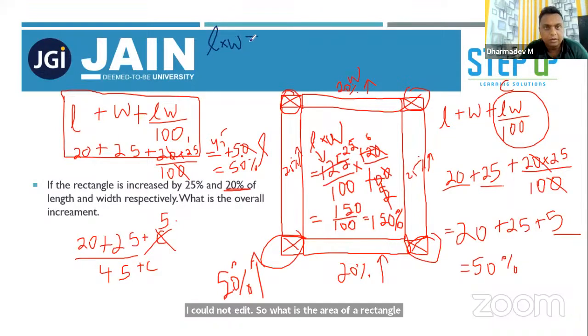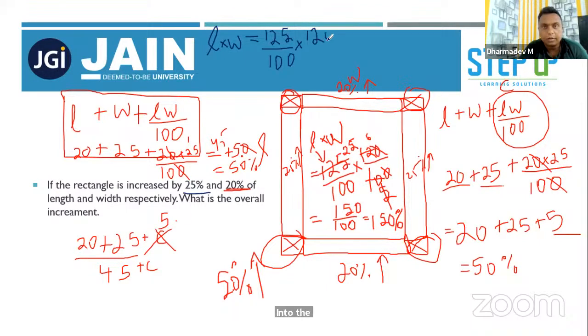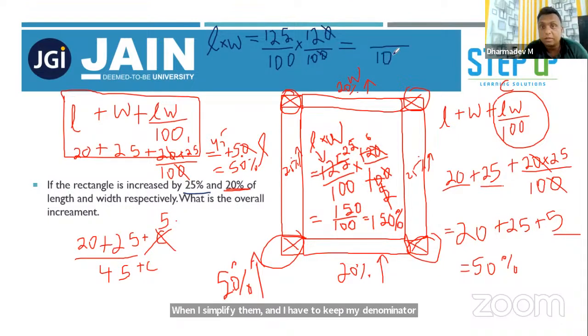Here it is said the length is increased by 25%, so I'm writing it as 125 by 100. By 100 means percentage, remember that. Into the width, which is increased 20%, so 120 by 100. Now I'm simplifying them, and I have to keep my denominator as by 100. No changes in that. It should always remain as by 100.